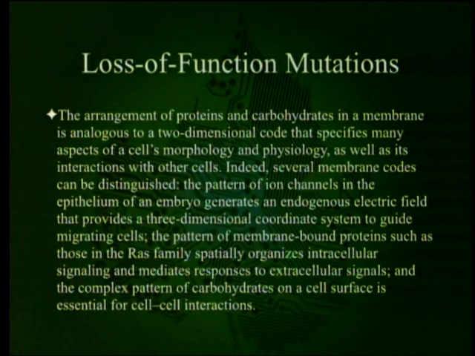The arrangement of proteins and carbohydrates in a membrane is analogous to a two-dimensional code that specifies many aspects of the cell's morphology, what it looks like, and physiology, as well as its interactions with other cells. Indeed, several membrane codes can be distinguished. The pattern of ion channels in the epithelium of an embryo generates an endogenous electric field that provides a three-dimensional coordinate system to guide migrating cells. The pattern of membrane-bound proteins, such as those in the RAS family, spatially organizes intracellular signaling and mediates response to extracellular signals. And the complex pattern of carbohydrates on a cell surface is essential for cell-cell interactions. And if the cell has cilia on it, it's important how they got there.